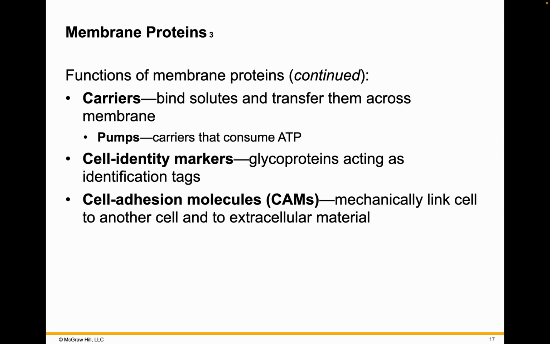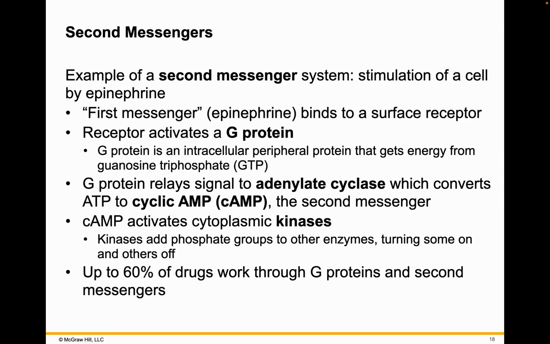Some proteins are carriers. They will bind a solute and transfer it across the membrane. If that carrier requires ATP to do its function, it would be known as a pump. Many of the glycoproteins on the outside of the surface are cell identity markers. Each one of us has signs on our cells identifying that cell as belonging to us, so that our immune system can distinguish between us and something invading us. A lot of membrane proteins are also cell adhesion molecules, or CAMs. They mechanically link cells to one another and to the extracellular matrix.